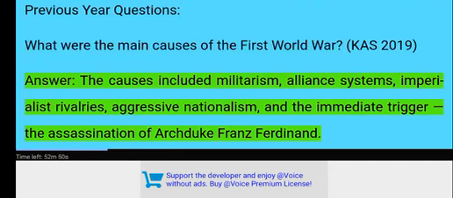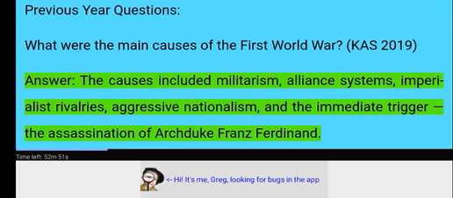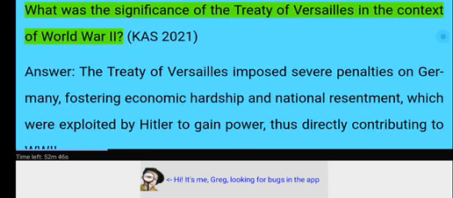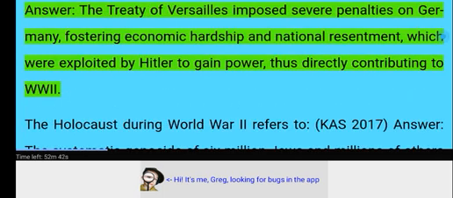CAS 2019. Answer. The causes included militarism, alliance systems, imperialist rivalries, aggressive nationalism, and the immediate trigger, the assassination of Archduke Franz Ferdinand. What was the significance of the Treaty of Versailles in the context of World War II? CAS 2021. Answer. The Treaty of Versailles imposed severe penalties on Germany, fostering economic hardship and national resentment, which were exploited by Hitler to gain power, thus directly contributing to World War II.